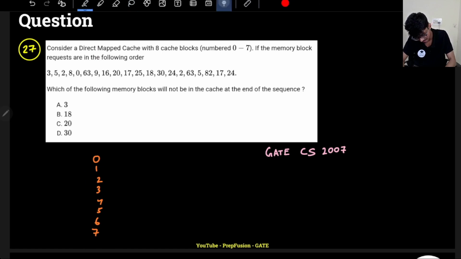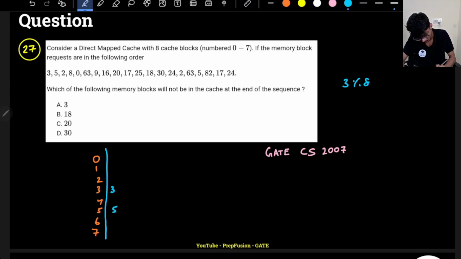First I call 3. Initially everything is empty. So if I am calling 3, 3 mod 8 will be 3 only. So it will be in the 3 only. Then I am calling 5. So 5 mod 8 will be 5 only. So like this is the cache block, 5 is here. 2 mod 8 also will be 2 only. Then 8 mod 8 will be 0. So here 8 will be placed. Then again I call 0. So 8 will be replaced with 0.